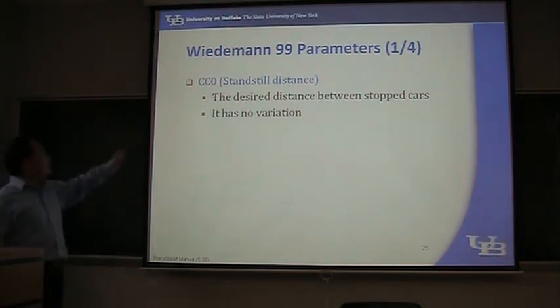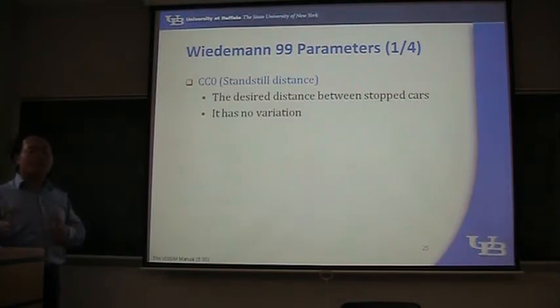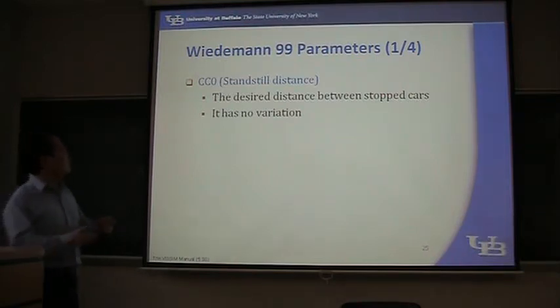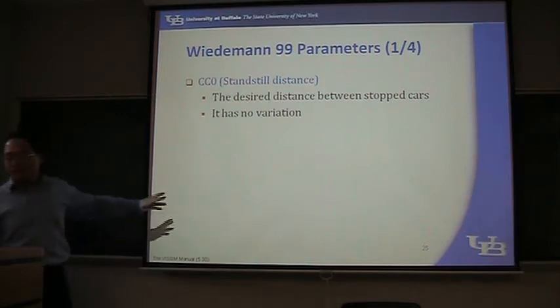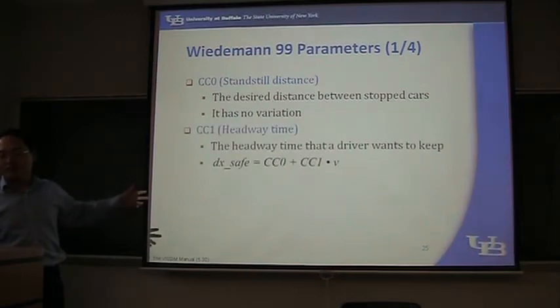The first one is standstill distance, which is similar to the standstill distance in the 74 model I introduced. It's the distance between stopped cars, but it has no variation this time because it's used for describing freeway, so it doesn't have to be varied.